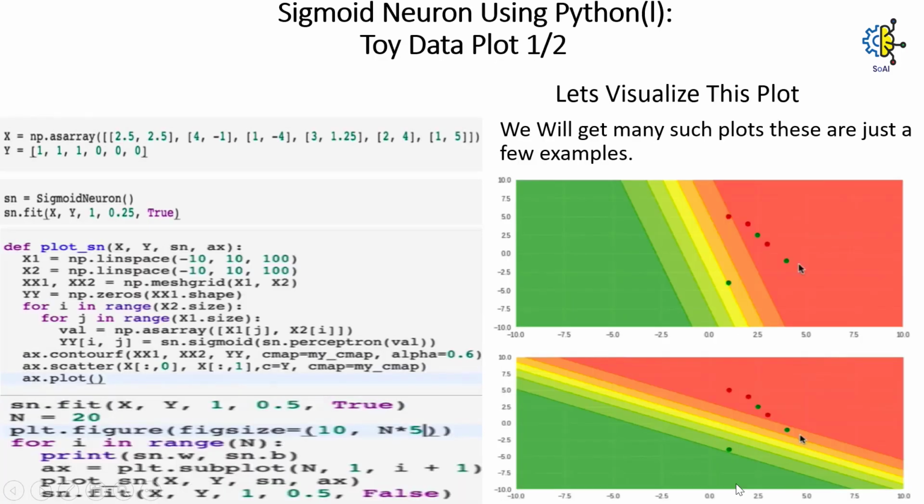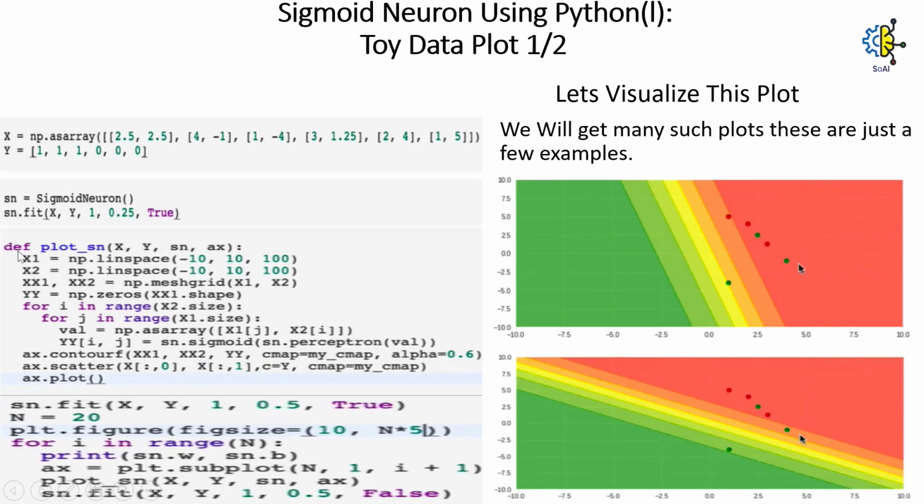Toy data plot 1 out of 2. Let's visualize this plot. We will get many such plots, and these are just a few examples. Here, x is equal to np.asarray with values. You can see this in the very first line, and y is equal to these values. And sn is equal to SigmoidNeuron, and sn.fit with parameters x, y, 1, 0.25, True. Here, this is the function plot_sn with parameters x, y, sn, ax.